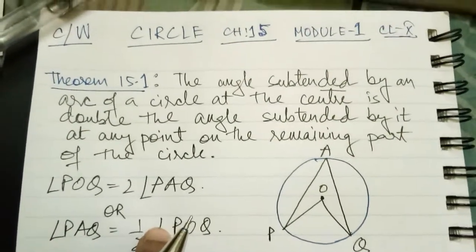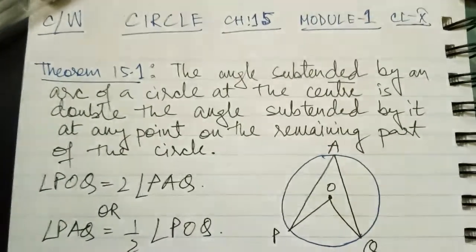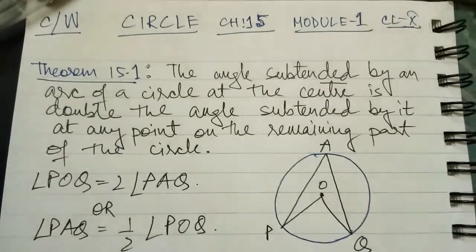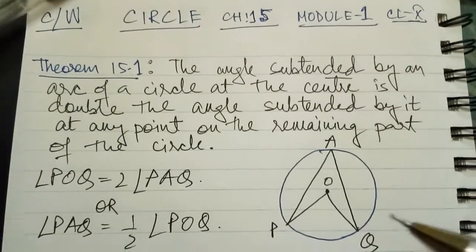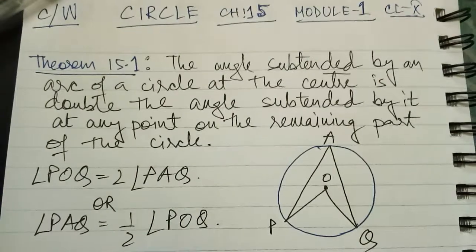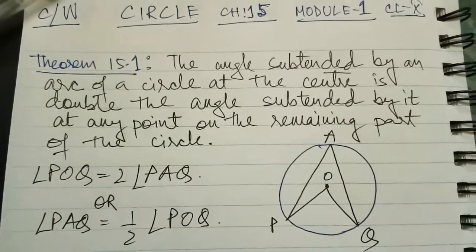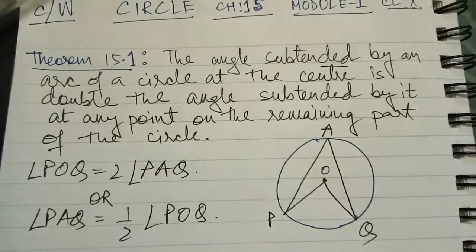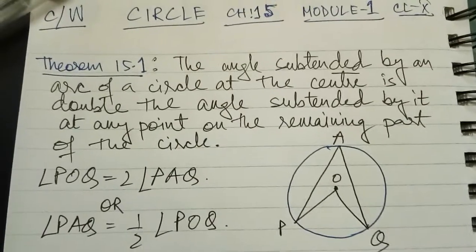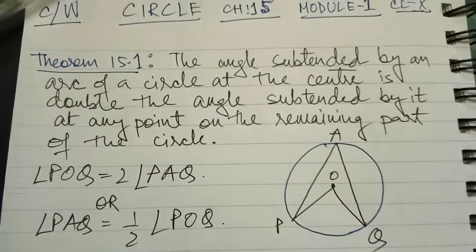Today we will start with the new chapter, that is circle. It's a very important chapter for your board exam. There are so many theorems. Part by part we will be going for the theorems. First we will do the first 5 theorems. You learn the theorem, then you go for the exercise questions.